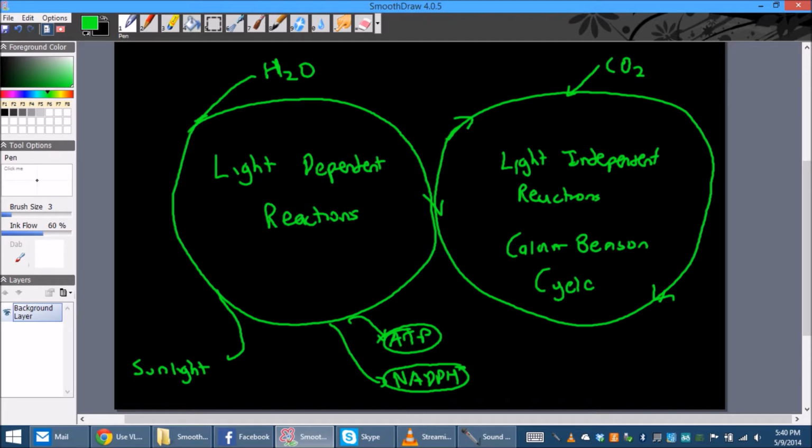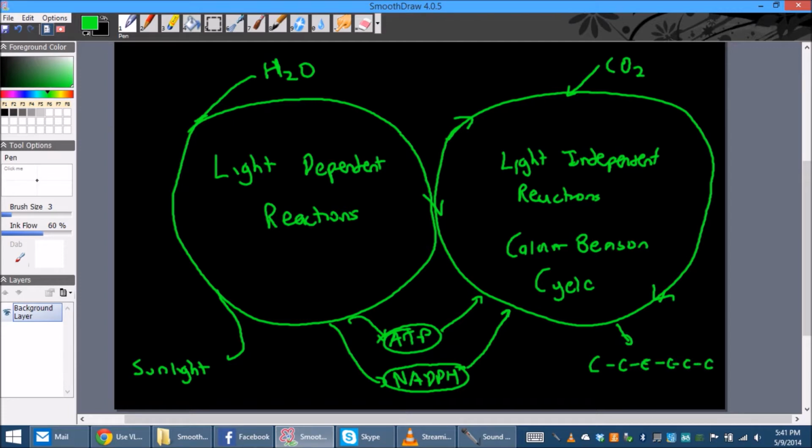NADPH consists of an enzyme complex called NADP+, and when you add an electron and a hydrogen ion to NADP+, you get NADPH, which is an electron carrier, which makes it relatively high energy, which helps the Calvin-Benson cycle get the energy it needs to convert CO2 into a 6-carbon chain.